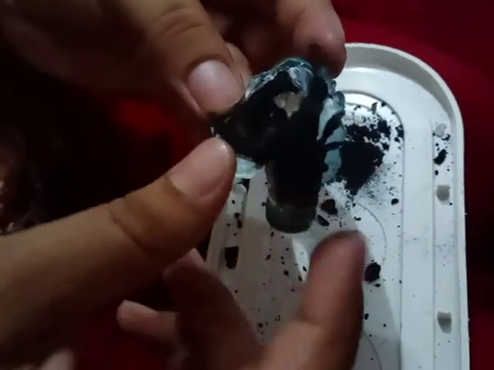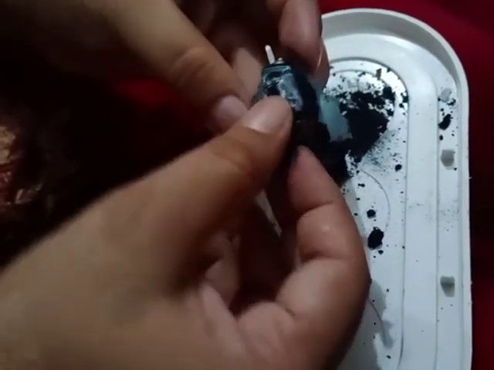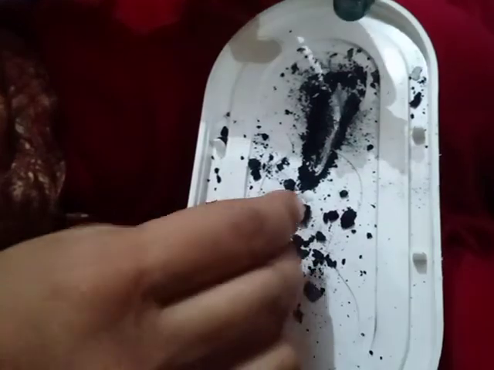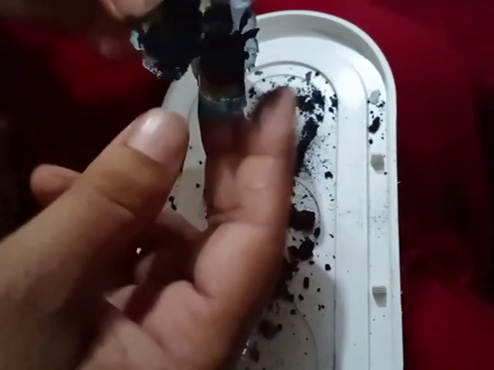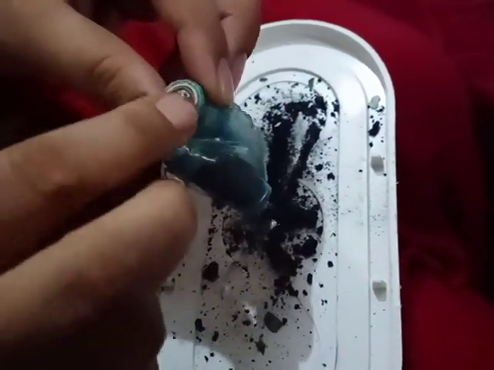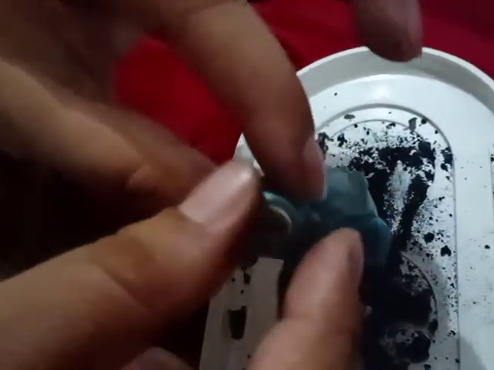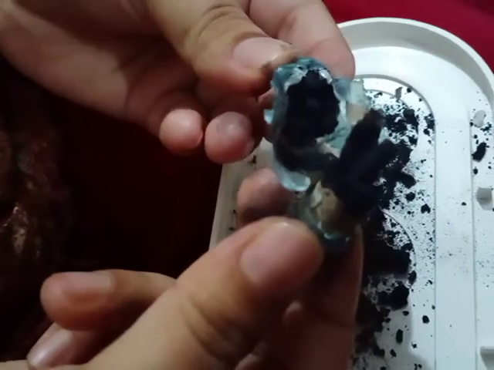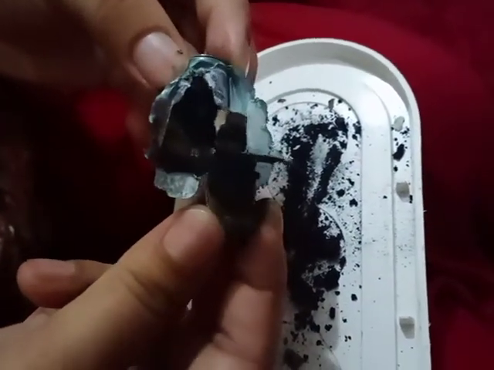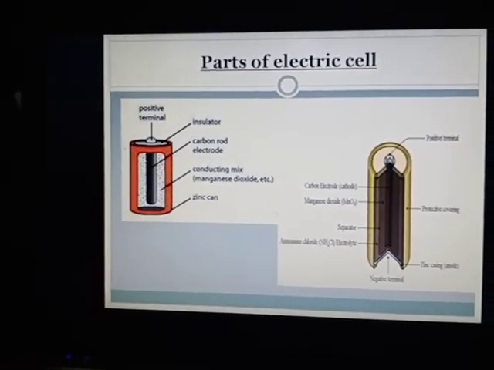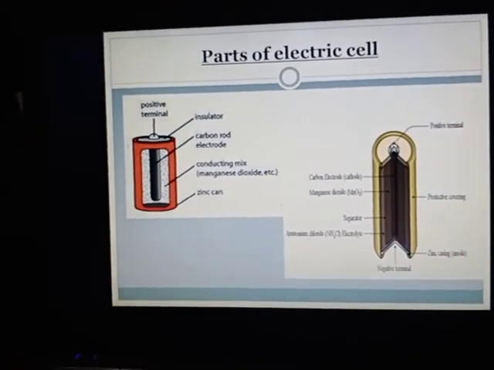and around this it has a black powder. This is a mixture of manganese dioxide, which helps in conducting, and here at the base it has zinc. So this is the negative terminal of the cell. This is the internal structure of the cell. I hope you understand the structure of the cell.